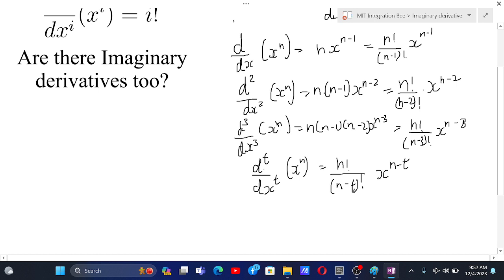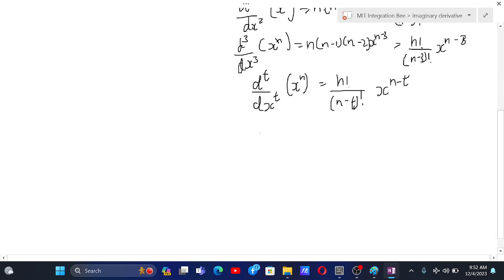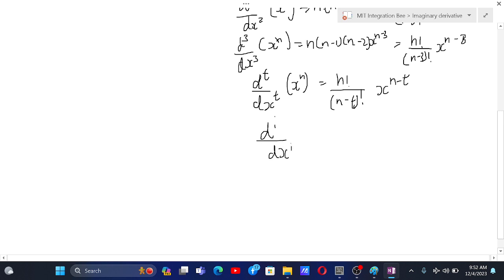Now let's substitute i for t, and also i for n. We get d to the power i of dx to the power i of x to the power i. This is equal to n factorial, that is i factorial, by i minus i factorial, x to the power i minus i. When you say this, it is i factorial by 0 factorial, which is 1, and x to the power 0 is 1, and the result is i factorial.